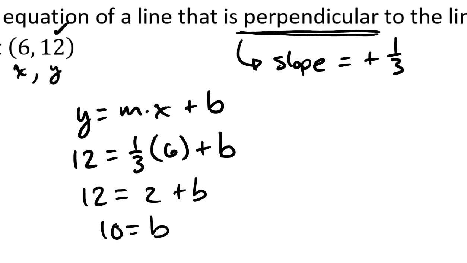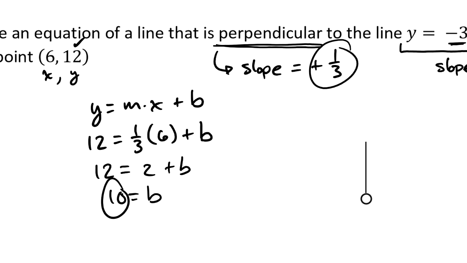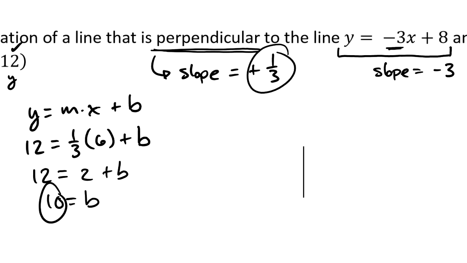So I know the slope of my line, it's 1/3, and I know the y-intercept is at 10. So the equation of a line that's perpendicular to the line y equals negative 3x plus 8 and goes through (6, 12) would be y equals 1/3 x plus the number 10.